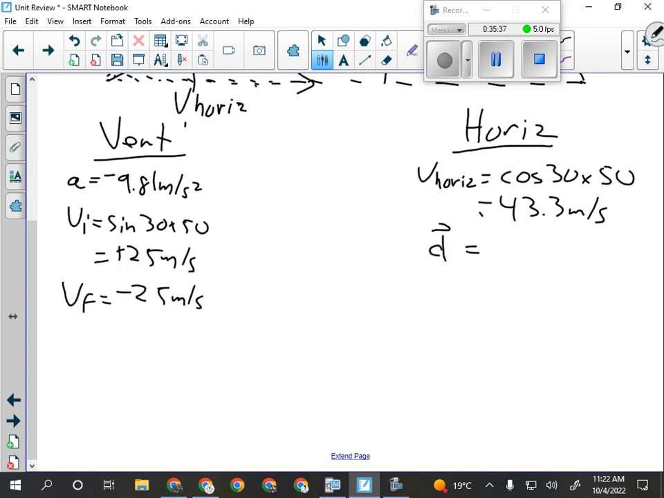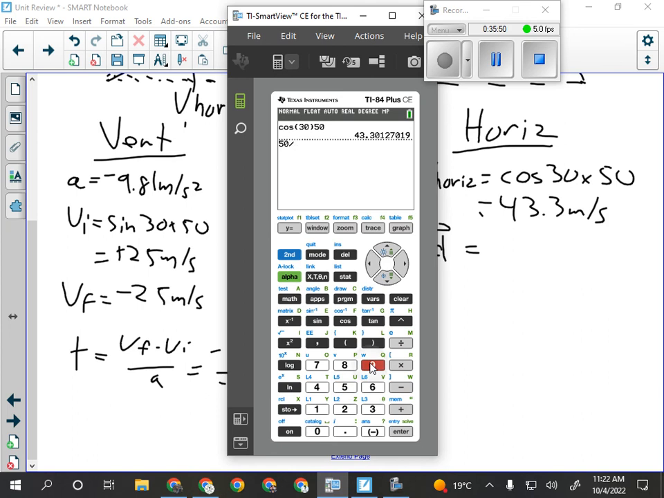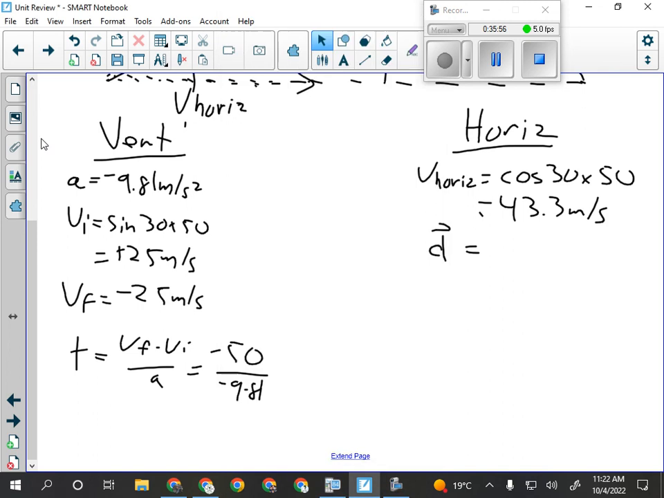That means I need time. So time will be VF minus VI over A. So negative 50 over negative 9.81. Okay, it's 5.10, we'll say, but I'll keep all the decimals in the calculator. So time equals 5.1 seconds.